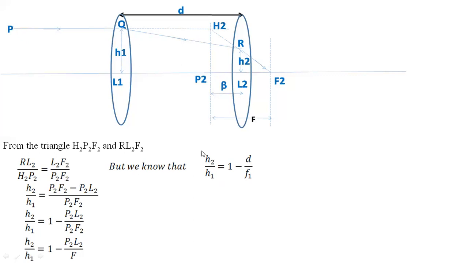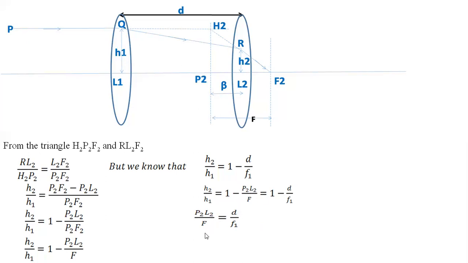So, substitute the correct formula here. In the previous slide, we have taken h1 by h2 equal to 1 minus P by F2. But here, I have taken h2 by h1 equal to 1 minus P by F1. This one we find from the diagram, and the other I have explained in my previous video. If we have the two equations for h2 by h1, now equate them. We get 1 minus P2L2 by F equals 1 minus D by F1. Here the 1 gets cancelled, and the minus and minus give a positive sign.